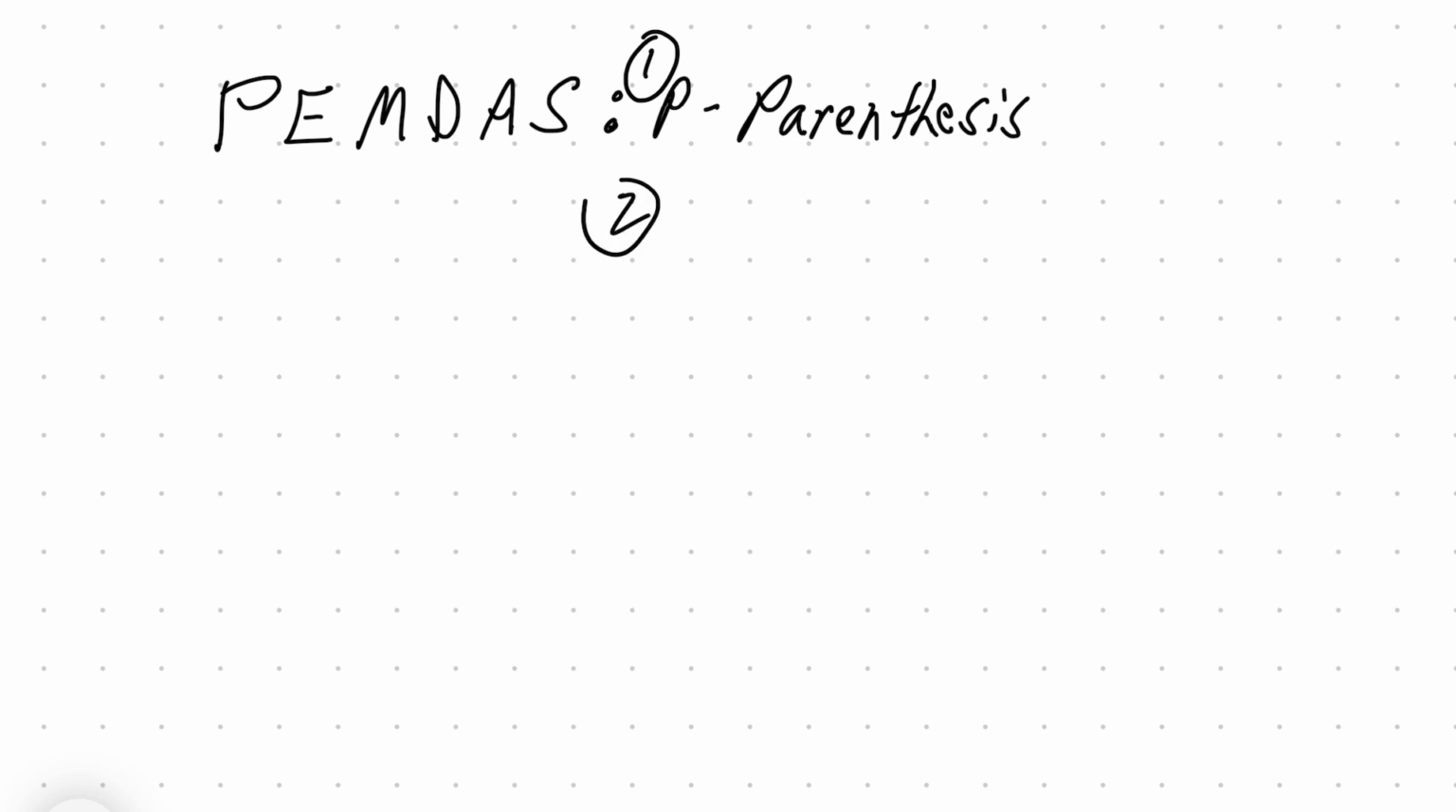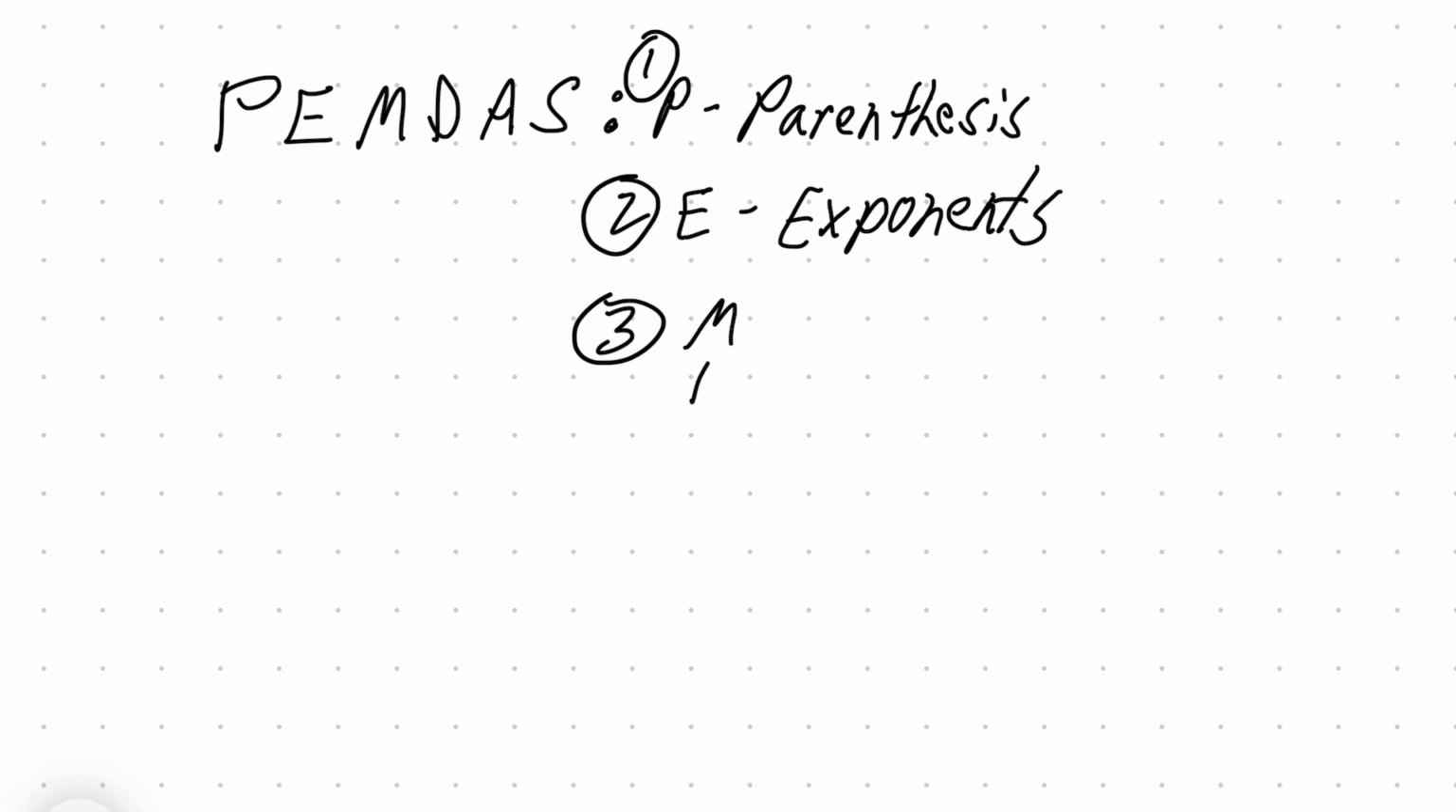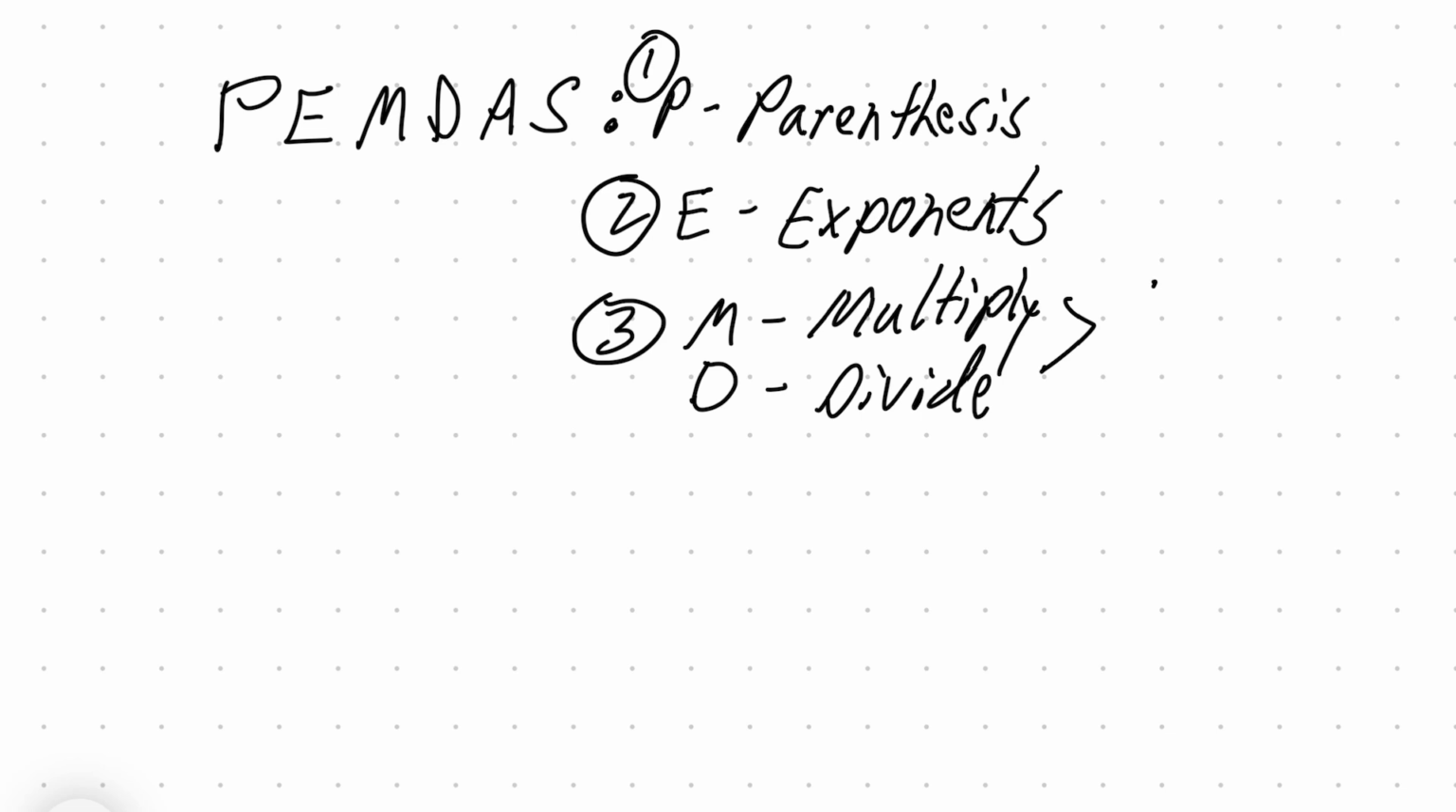The second priority is exponents. That's what the E stands for. The third priority is multiply and divide. They both have the same priority, but it depends which one comes first. So with these two, it's whichever one comes first from left to right. That's the one you're going to perform first.